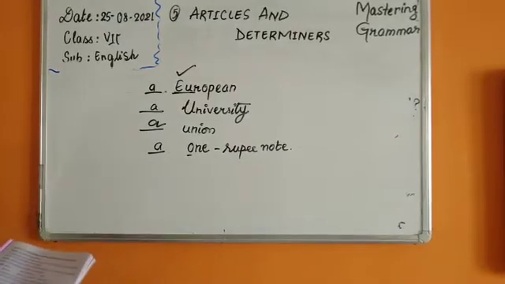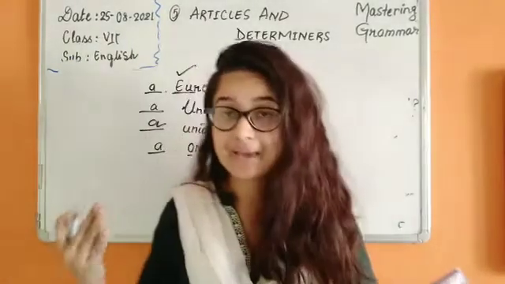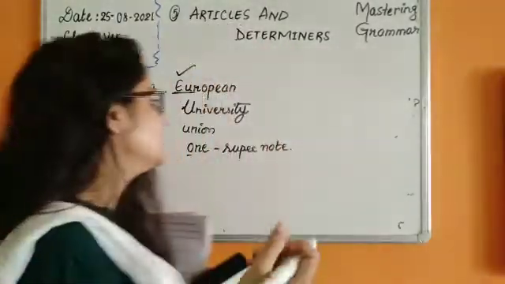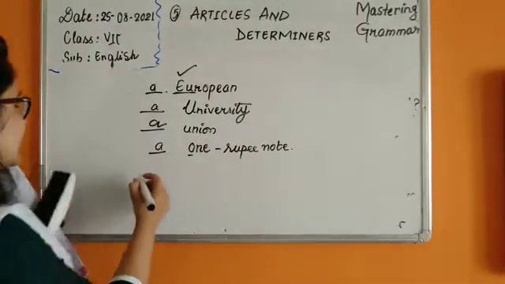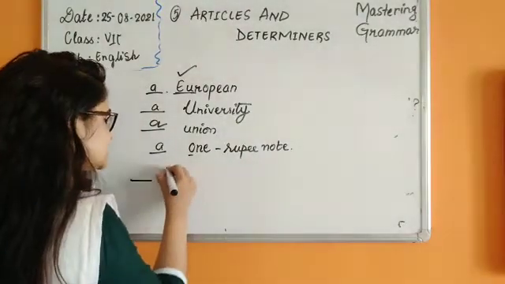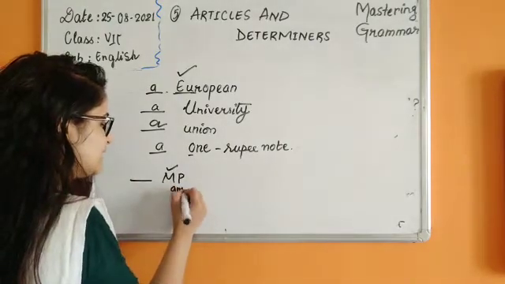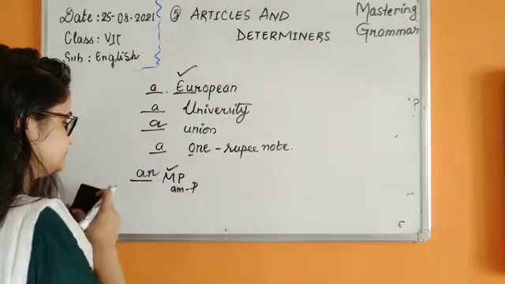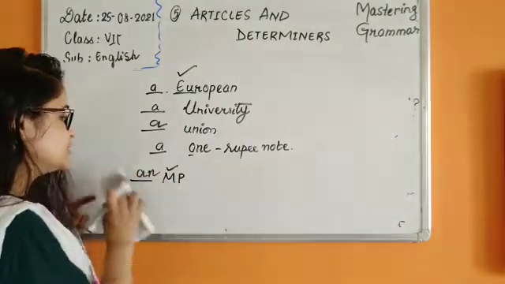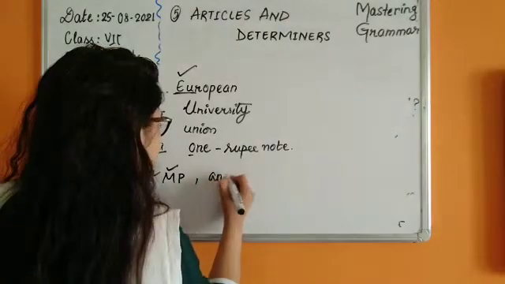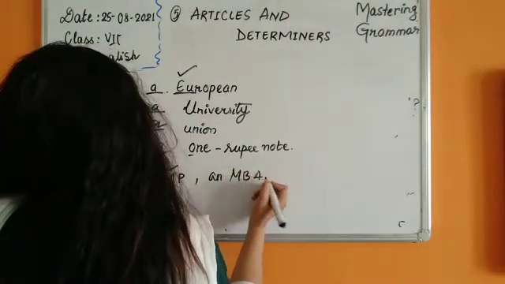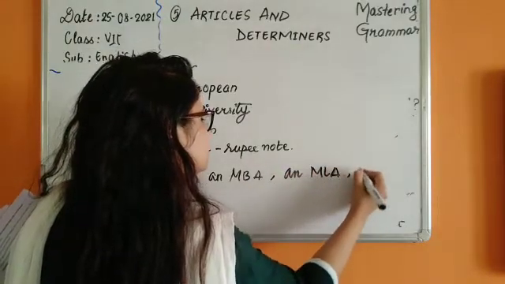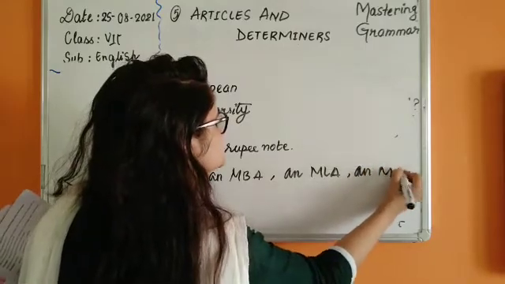Now see, in some words we start with the M sound, right? M is "em", so it is a vowel sound. We know, like here, MP. You can see this is a consonant, but we are pronouncing that as "em pee", right? So that's why we are going to write an MP. Similarly, we have some more words, like I told you, an MBA, an MLA, and an MA, Masters in Arts.